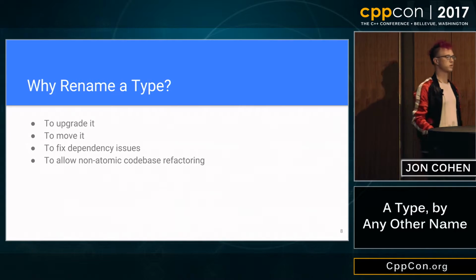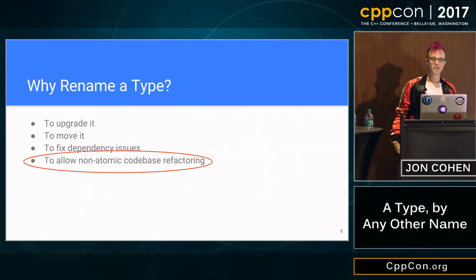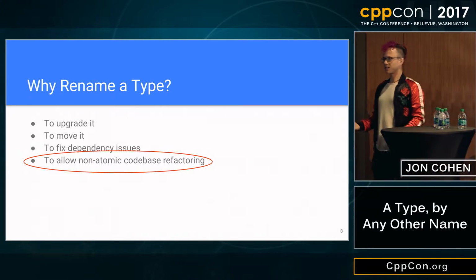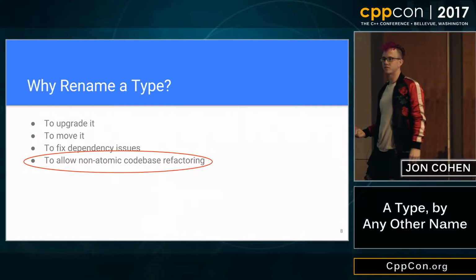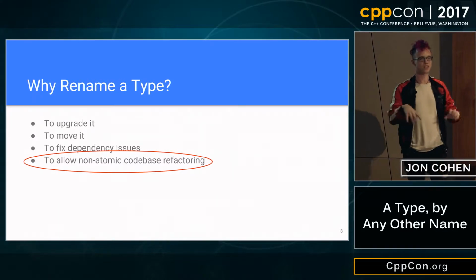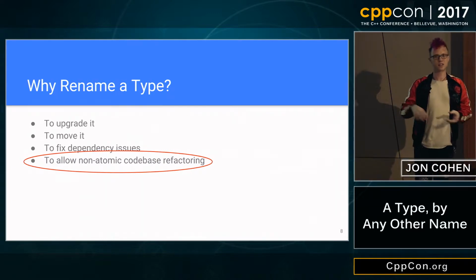That's no fun. No one wants to do it. But this bottom one's what I really want to talk about, to allow non-atomic code-based refactoring. And what I mean by non-atomic is the typical model we'll often talk about with refactors: maybe you have an IDE, you click the rename button, you click some button, and it generates some big change that does the refactor you want to do, and then you check it in.